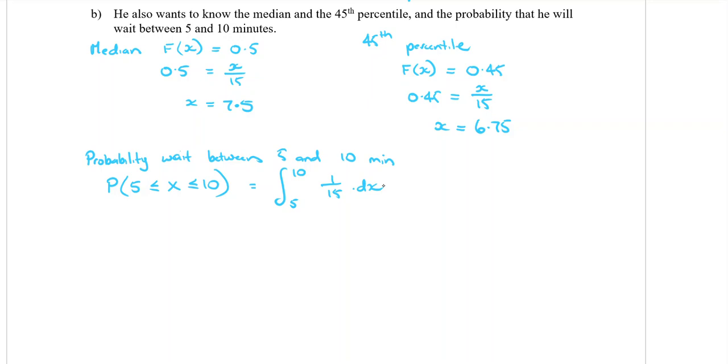Okay? If I integrate that, sorry, not an integral sign, square brackets. If I integrate that, I get the x over 15, which is my cumulative frequency, but I put on here between 5 and 10, and then I'm subbing those values in.